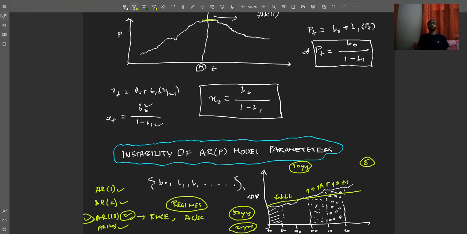Now friends, we'll look at a special case of the autoregressive model which is called a random walk.